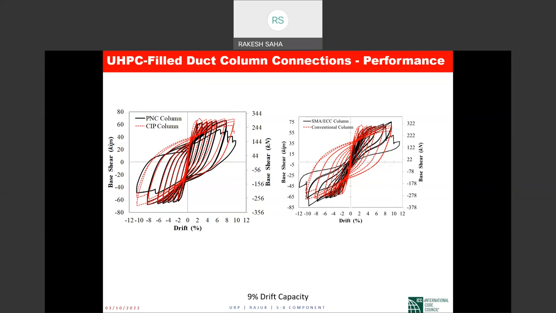The graph on the right side here shows the result for the shape memory alloy. I don't have time to get into much detail of that. The idea of shape memory alloy is that it is super elastic, so what it does, it prevents permanent displacement of the column. So if you look at the right side, the red ones again represent the CIP column or a conventional column. The black curve shows a column that used UHPC for the connection to the footing in the grouted ducts. But in the plastic hinge, we use that shape memory alloy, super elastic material, and ECC. And you notice the black curve, the return curve always goes through the origin or near the origin. That means it has very low residual displacement, even though it undergoes large displacement.